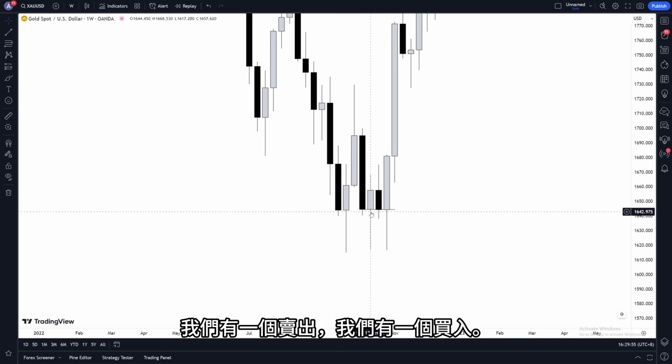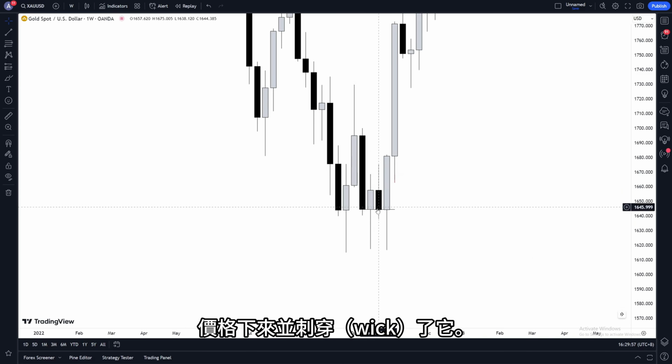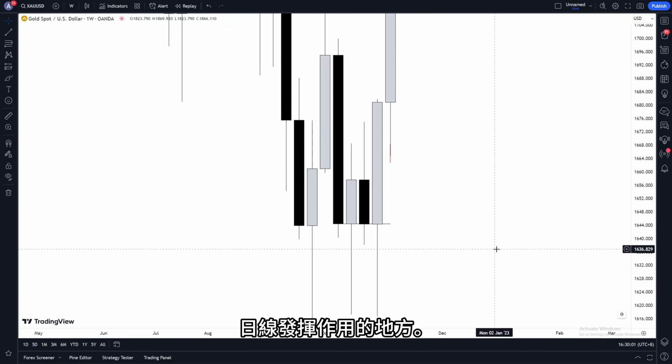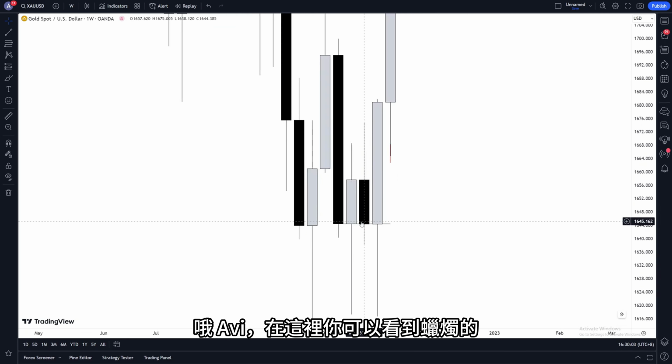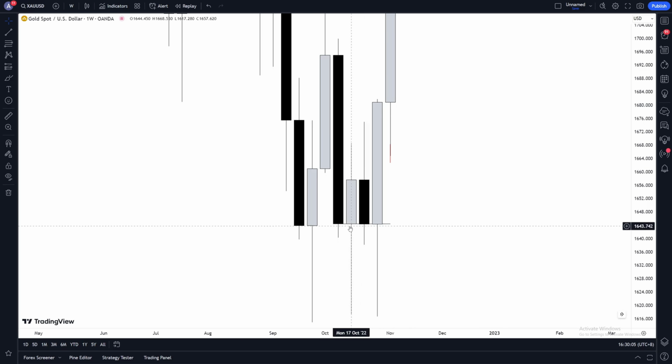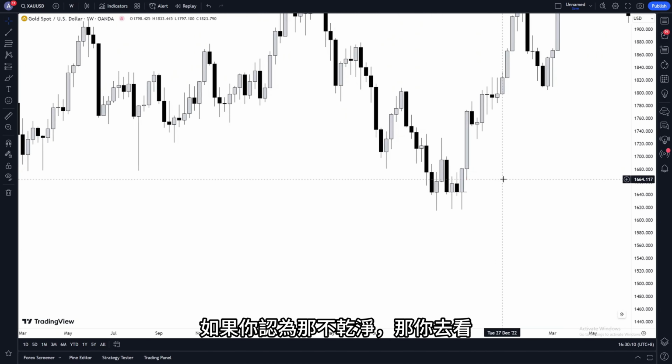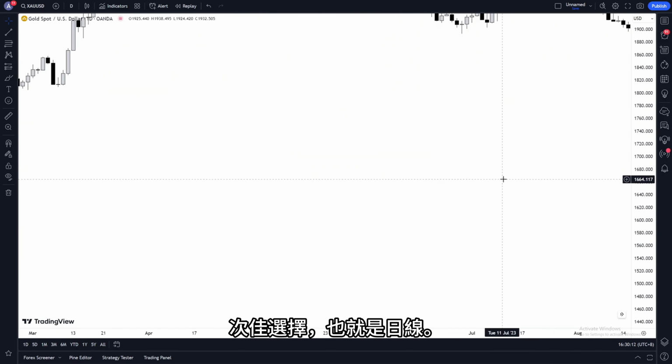We had a sell, we had a buy. This is a support. Price comes down and wicks it. Now you can argue, oh, Avi, this is where the daily comes in play. Oh, Avi, over here you can see the body of the candle actually closes right below. So isn't that like not clean? If you consider that not clean, then you go to the next best thing, which is the daily.